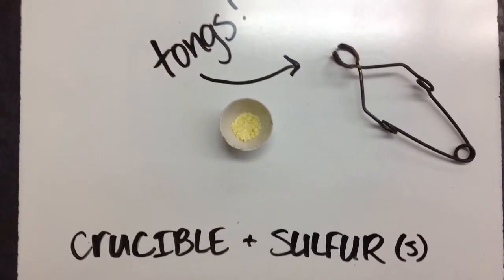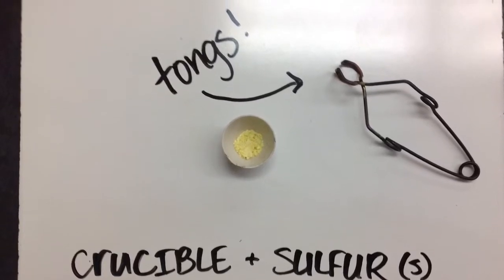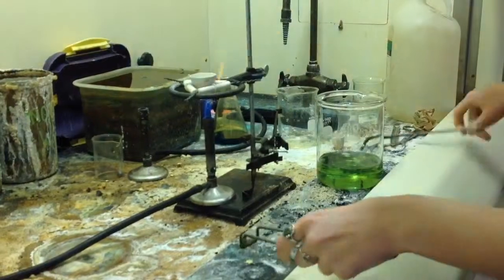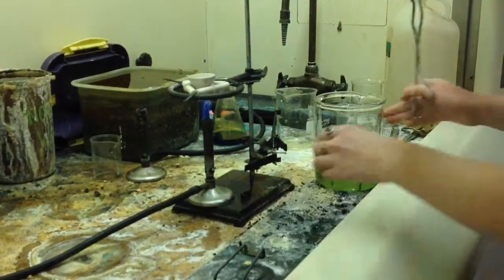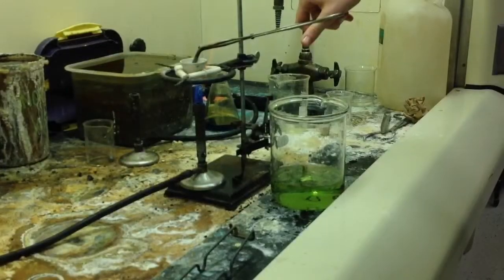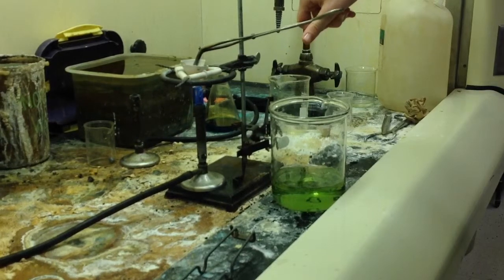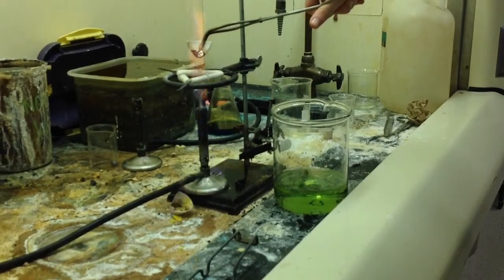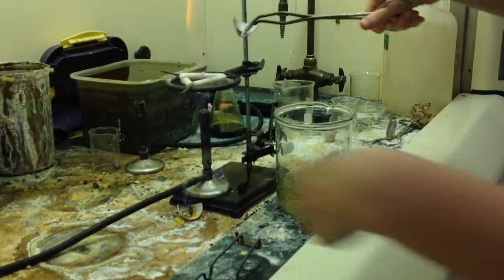Finally, you'll need a crucible full of some solid sulfur and tongs. Next, light the Bunsen burner. Be sure you're doing this in the fume hood, as the gases produced can be quite dangerous. Unfortunately, in my experiment, we had a little bit of trouble heating the crucible, as it in fact broke in this process, but we made the best of it, and I continued with the experiment.